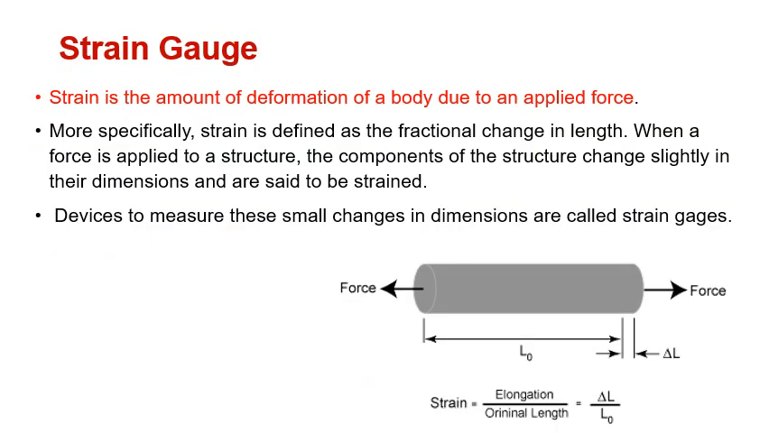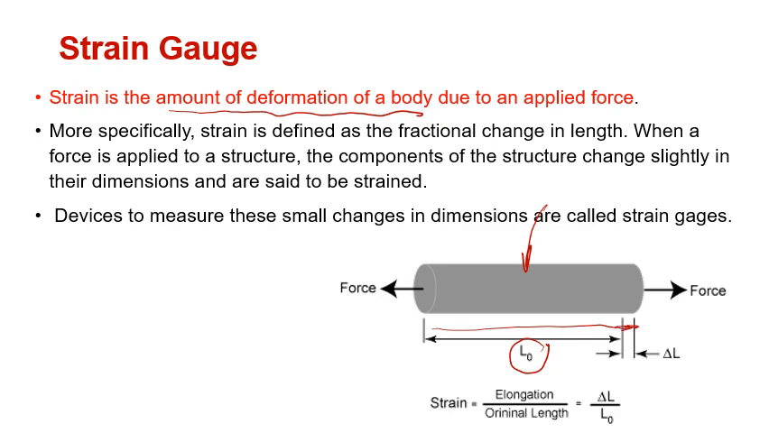Strain gauge. A strain gauge is the sensor used to measure sometimes the force or the torsion or the deformation of the material, if I can say. So if I want to define it, strain is the amount of deformation of the body due to applied force. What do I mean by this? If we apply force to this bar, the bar will change its length. It's having a length of L node. After that, it will become L node plus delta L.